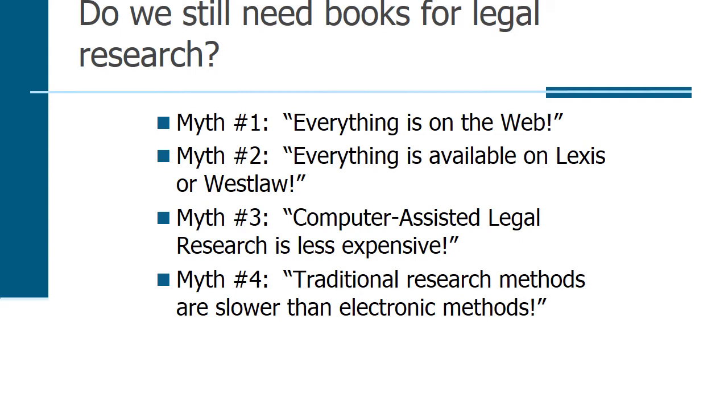Or when you need to find opinions written by a particular judge of a circuit or a district or whatever. But for finding cases that express the right concept, especially the subtle concepts that aren't easy to express in simple word searches, book research is going to be faster.